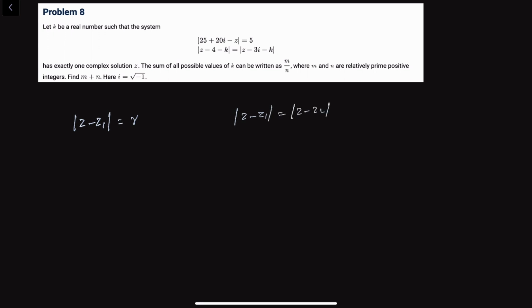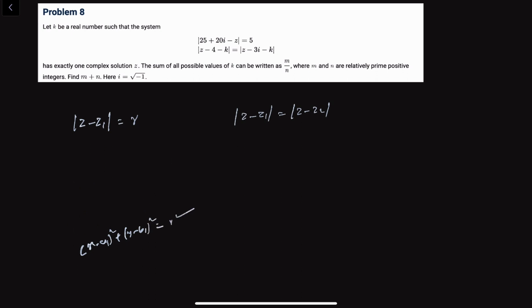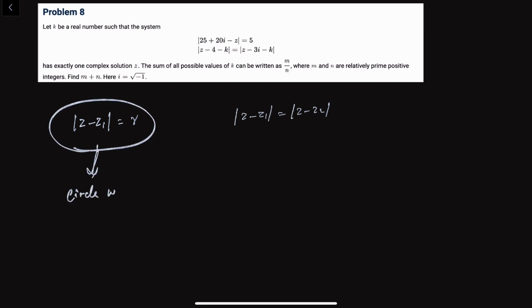If we consider the first equation, we know the modulus of z minus any complex number gives the distance. If I substitute x plus iy minus a1 plus ib1, the modulus would be the square root of (x - a1) squared plus (y - b1) squared, which is r. That means this is giving us the equation of a circle. So this basically gives us a circle with center z1 and radius r.